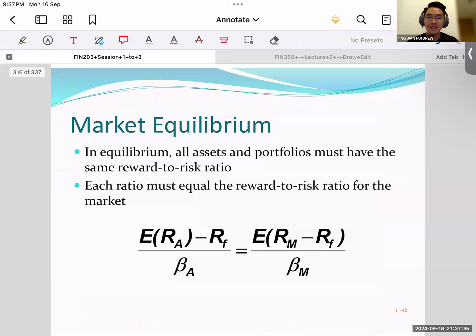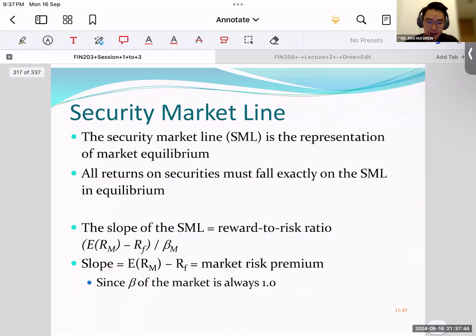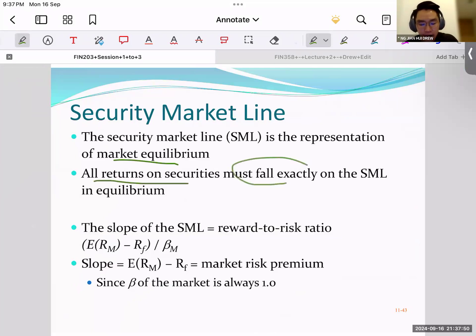So this is again a repeat. It is a market equivalent state of a portfolio where it gives you the risk and rewards where you're fully diversified. Okay, equilibrium: all returns of security must fall exactly on the security market line.